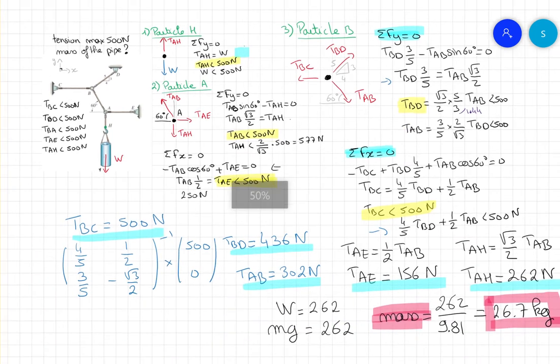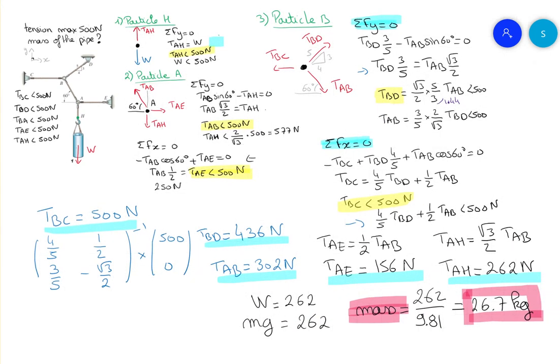Because of the way the ropes are attached together with those angles, we will have a tension in TBC that will be the crucial tension. So this one will be 500 Newton if the mass of the cylinder is 26.7 kilogram.